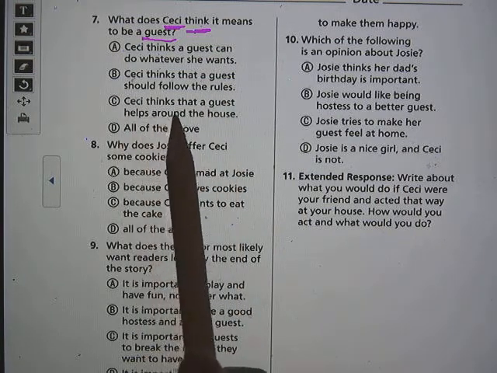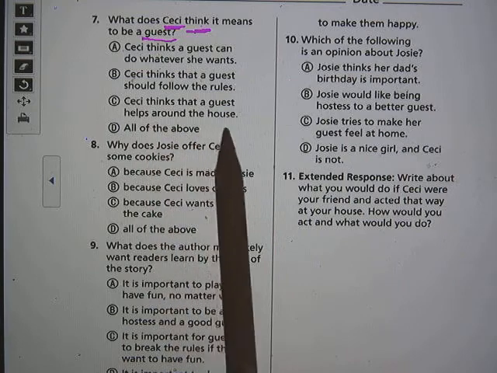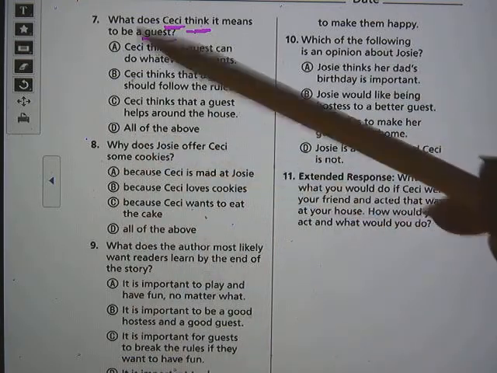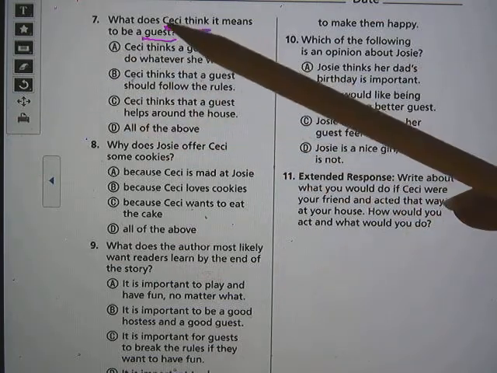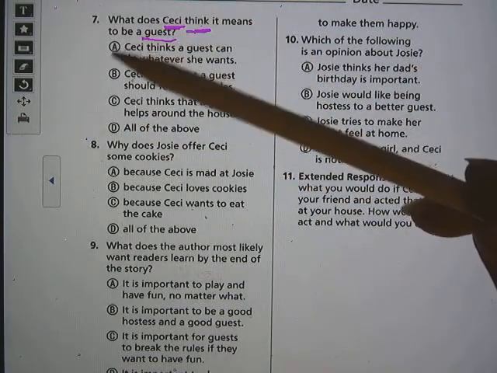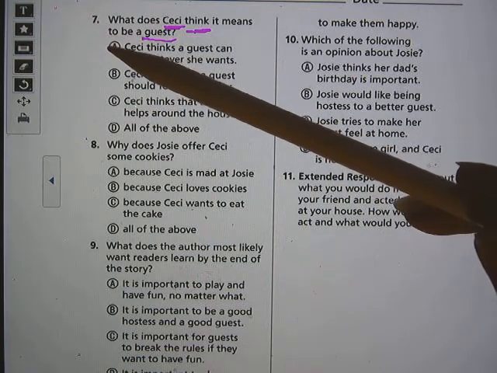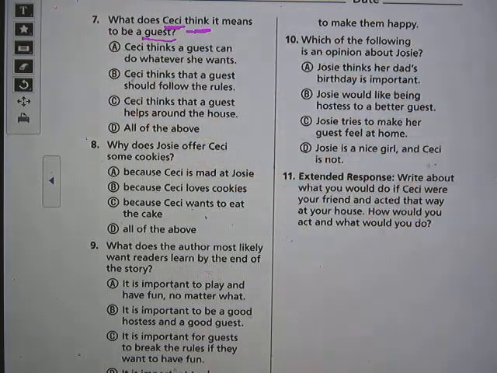C, Cece thinks that a guest helps around the house. Or D, all of the above. So if you choose D, you're saying all of these are what Cece thinks. Otherwise, you're going to pick one. You're going to write 7 and either choose A, B, or C, or D.